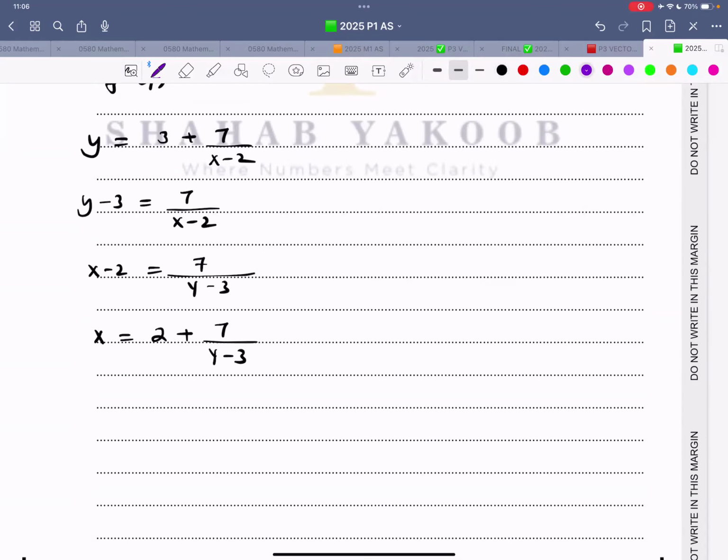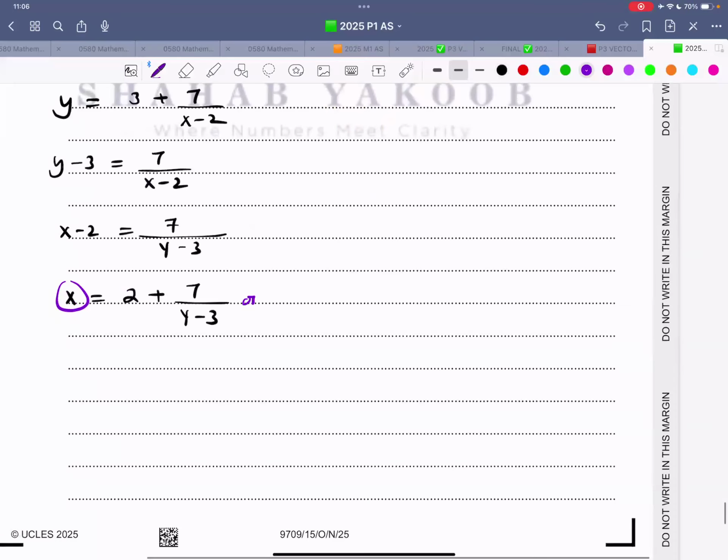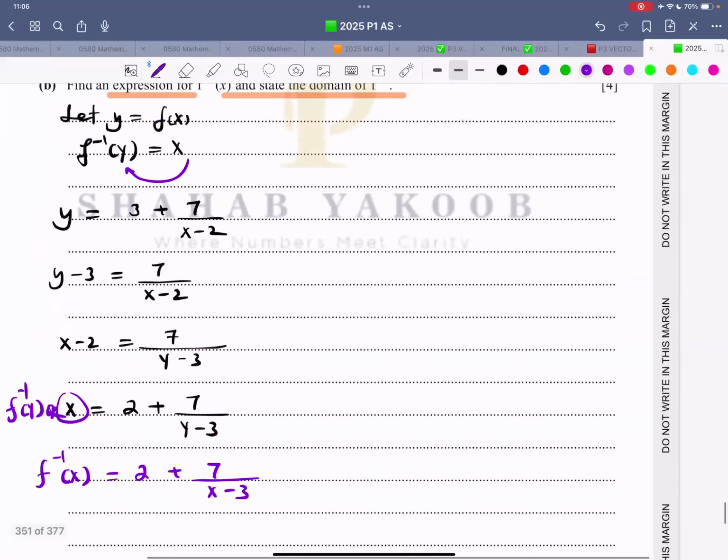But what is x equal to? X is equal to f inverse y. So f inverse y is equal to this thing. Therefore, f inverse x is 2 plus 7 over x minus 3. That is the inverse thing.